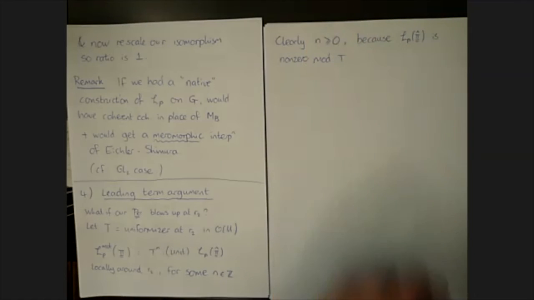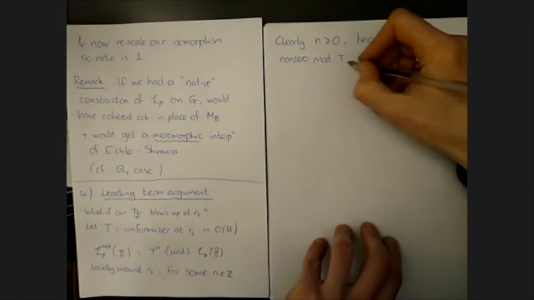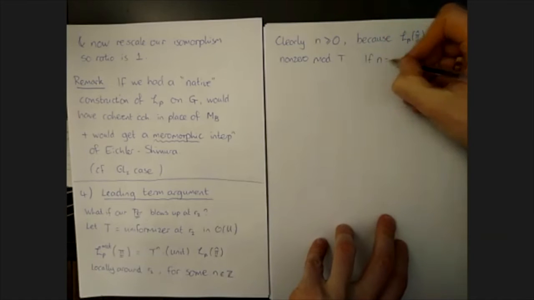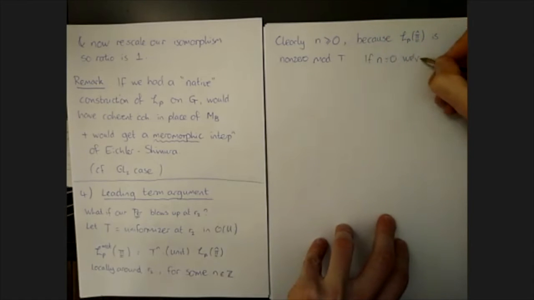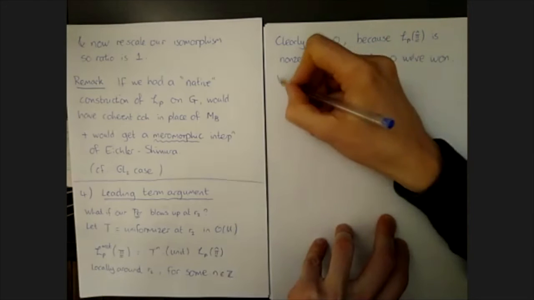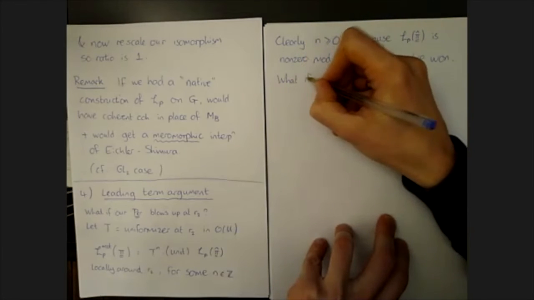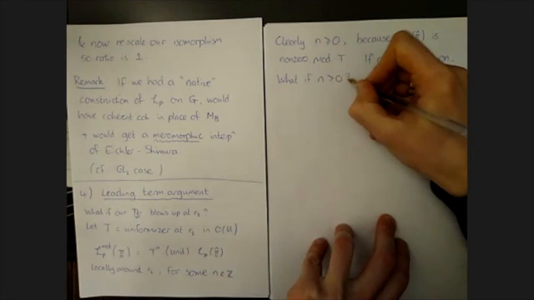And if you look at this thing mod t, you just get the p-adic L function of pi itself. And thanks to these non-vanishing results that Mladen and his friends proved for us, this is non-zero mod t. And on the other hand, the left-hand side is clearly regular at t equals 0. So n can't be negative. So what if n is positive?